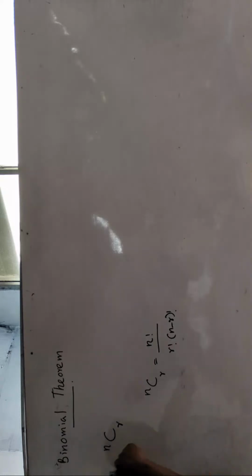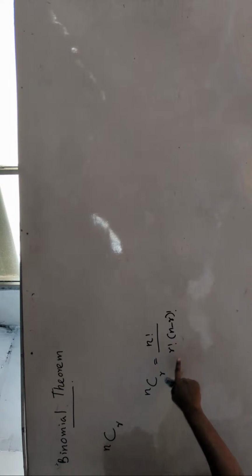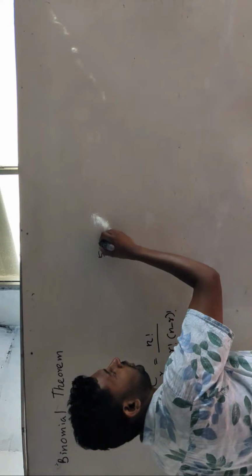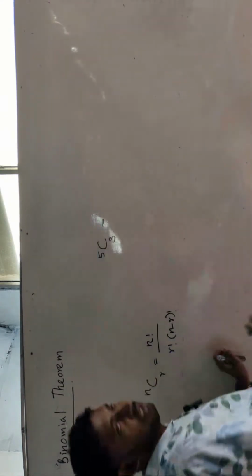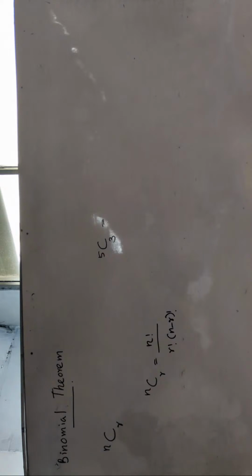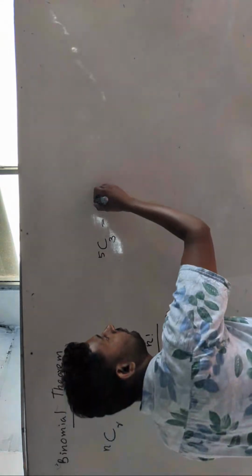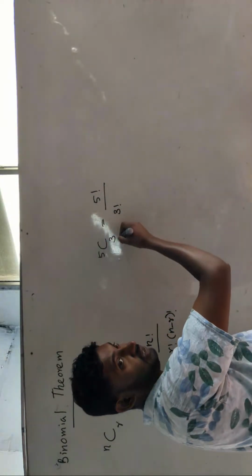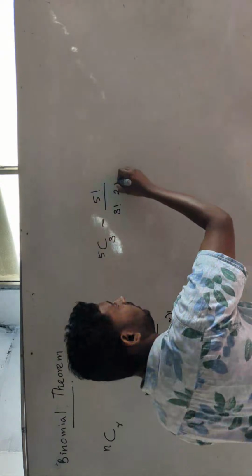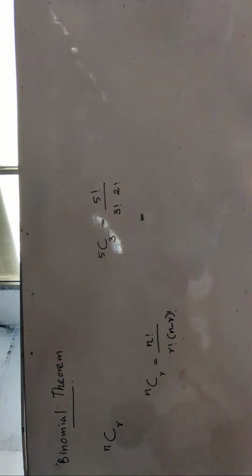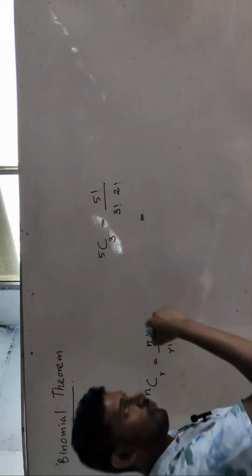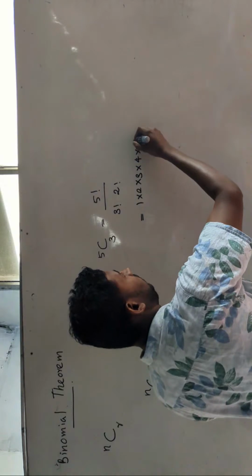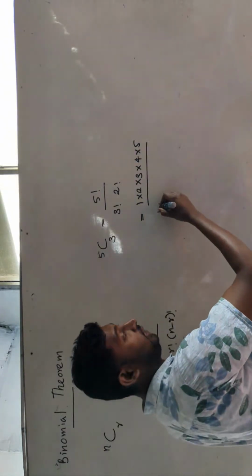nCr means n factorial over r factorial, then (n minus r) factorial. As an example, imagine you need to find the value of 5C3. So 5C3 means factorial 5 over factorial 3, and 5 minus 3, that is 2, so factorial 2. Can you remember factorial 5? Factorial 5 means 1 into 2 into 3 into 4 into 5. Factorial 3, 1 into 2 into 3.